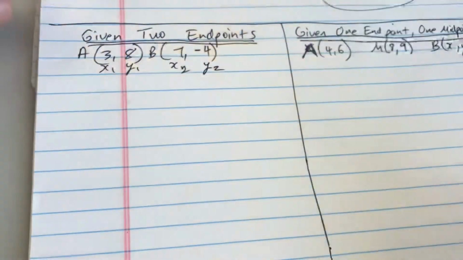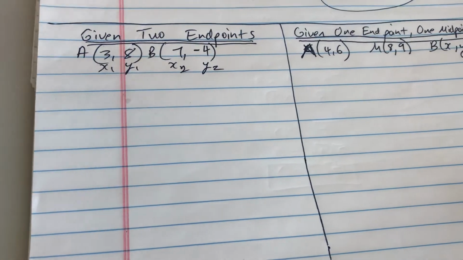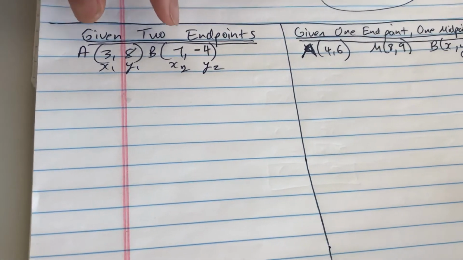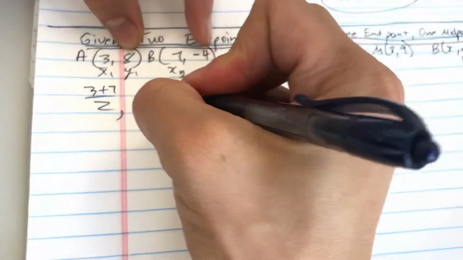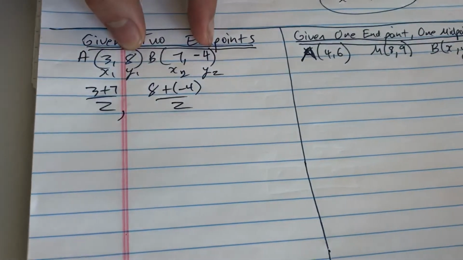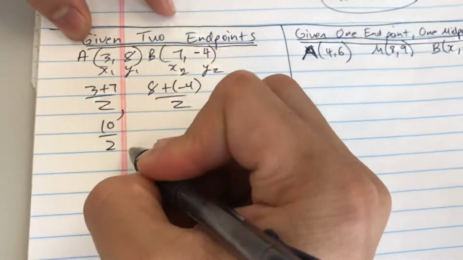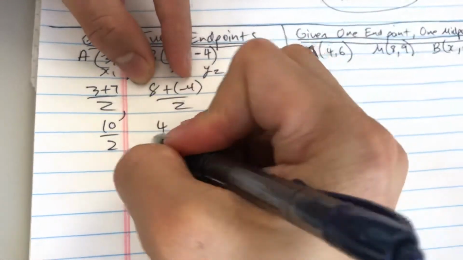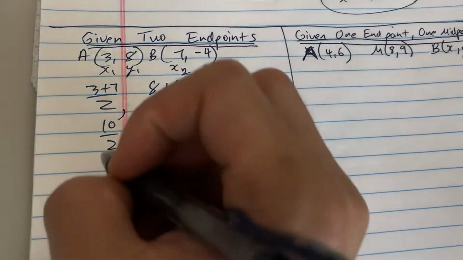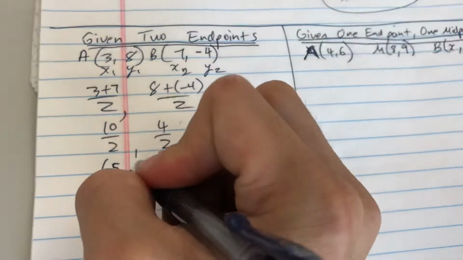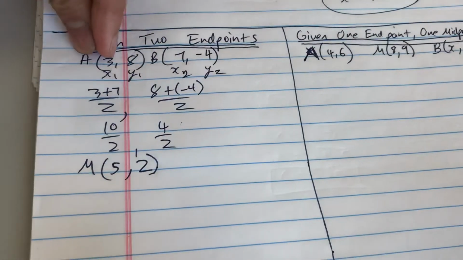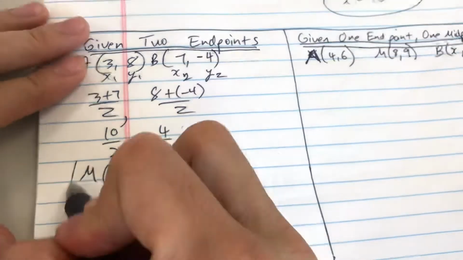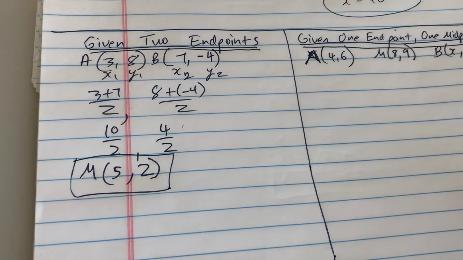You really don't have to memorize formulas if you understand conceptually what they're asking for when they're talking about midpoint. The midpoint of this is basically the average of this. So the average of the x's, 3 plus 7 divided by 2, and then the average of the y's, you take 8 plus negative 4 divided by 2. So 3 plus 7 is 10 over 2, and 8 plus negative 4 gives you 4 over 2. At this point, 10 divided by 2 is 5, and 4 divided by 2 is 2. And this is it. 5 comma 2 is the midpoint between A and B. It's very straightforward. This is if they give you two endpoints.